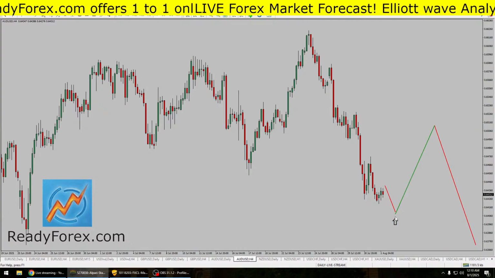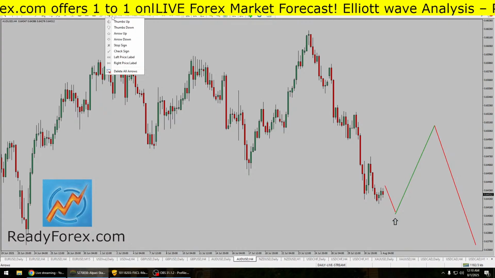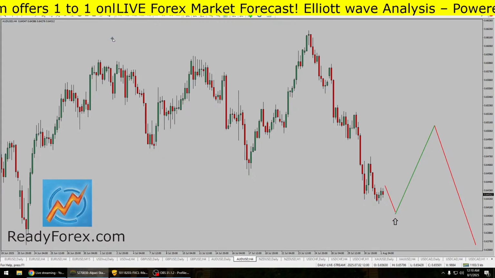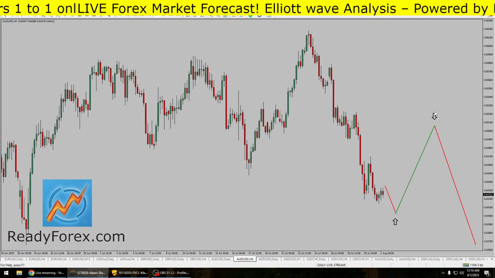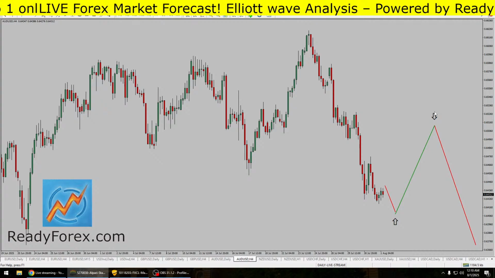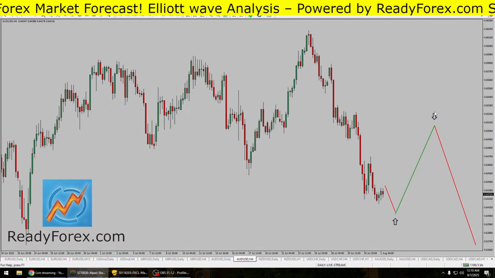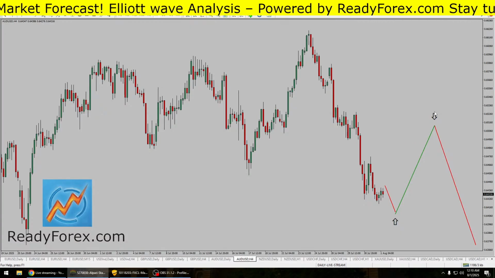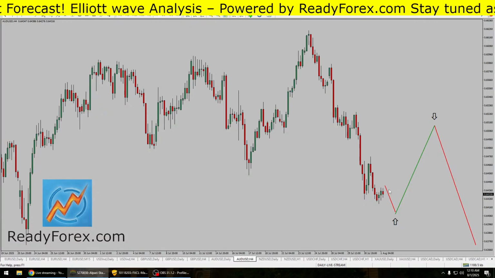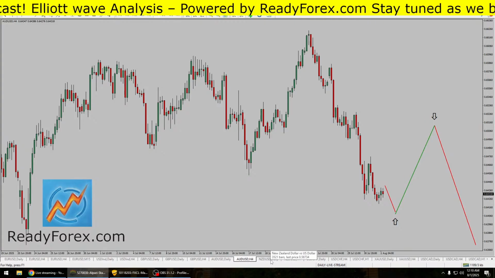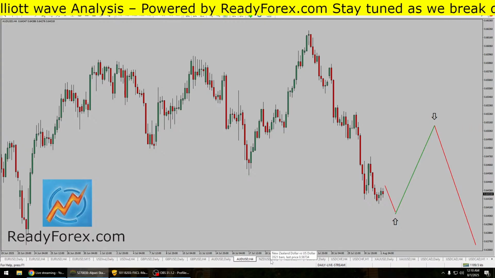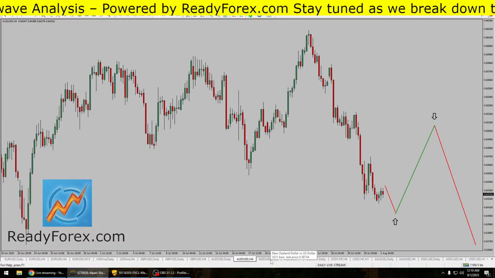However, these are the two possible opportunities that I think market is going to provide, and we're going to get a bottom and then later expect a top in coming trading weeks inside Aussie dollar currency pair. Next one is the Kiwi, the New Zealand dollar versus United States dollar currency pair.